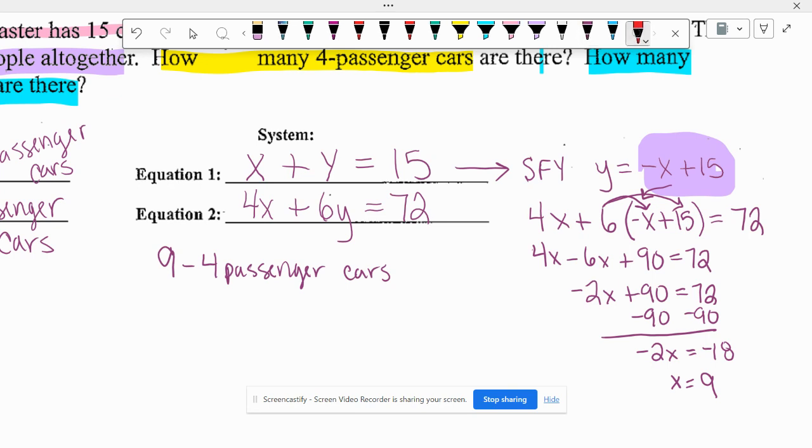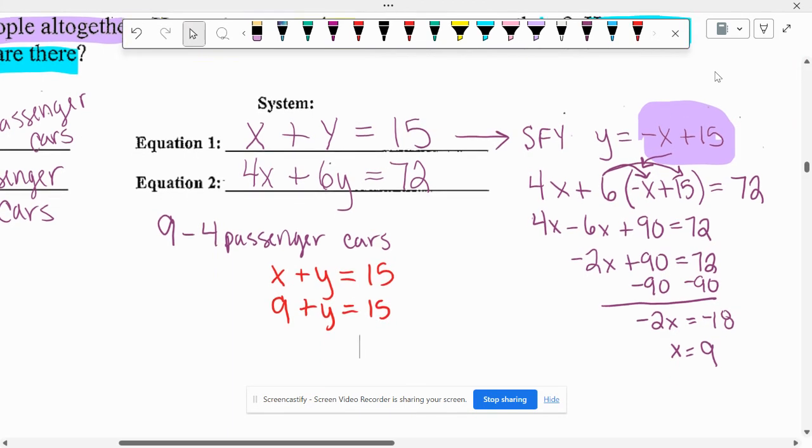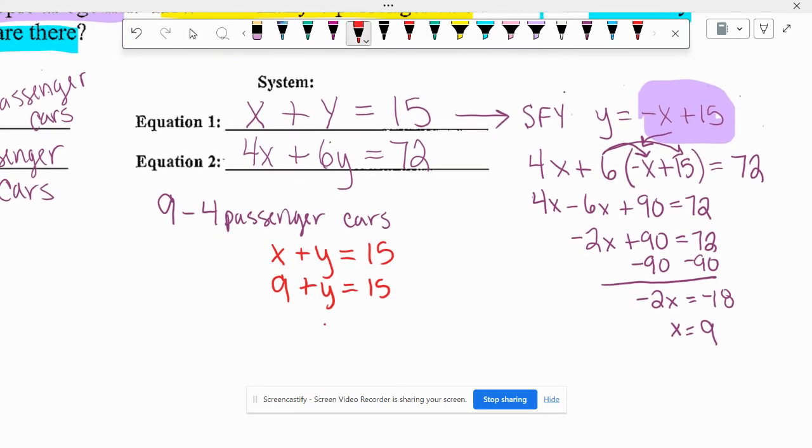What am I going to do with that 9? You want to plug it back into the first equation or the second equation? Let's plug it into the first equation. X, which is 9, plus y equals 15. So what does y equal? Say it. Yeah, y equals 6. That means I have 6 6-passenger cars.